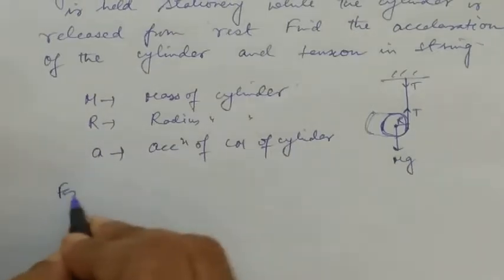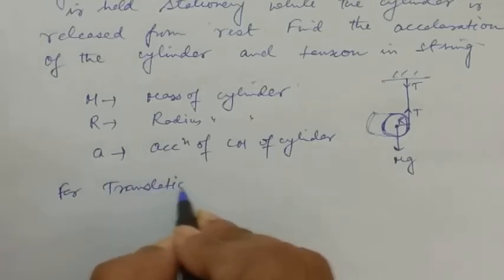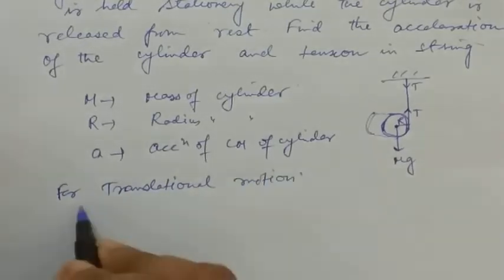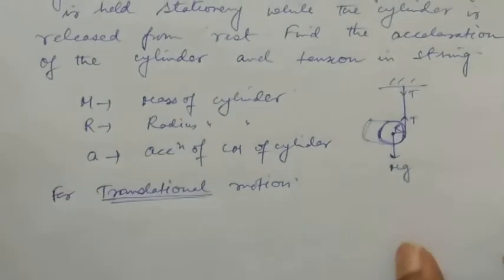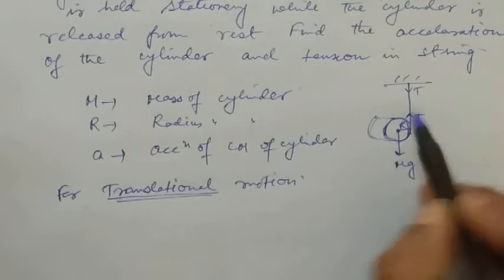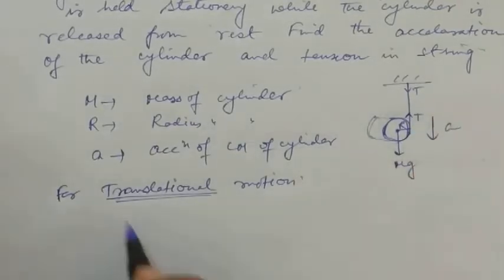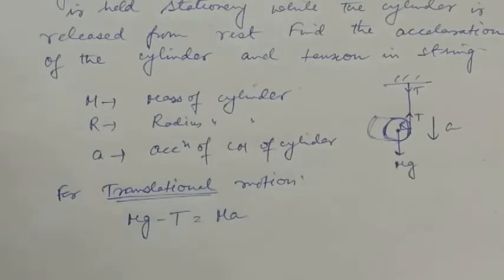So first we write the equation for the translational motion. mg minus the tension force is equal to the mass times the acceleration downwards, that is A. So a very simple equation: mg minus T is equal to ma.